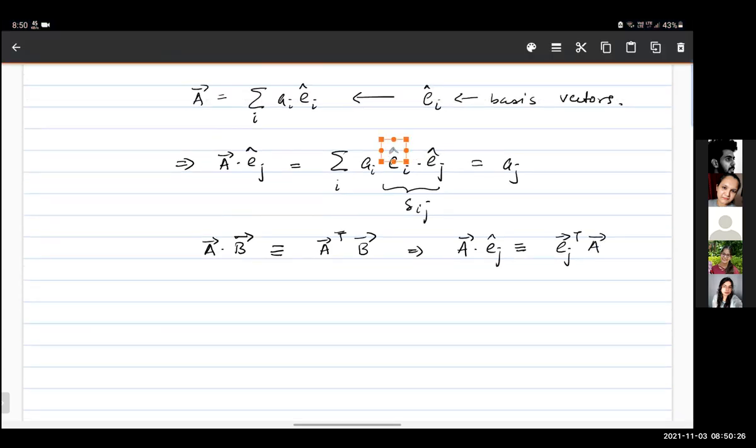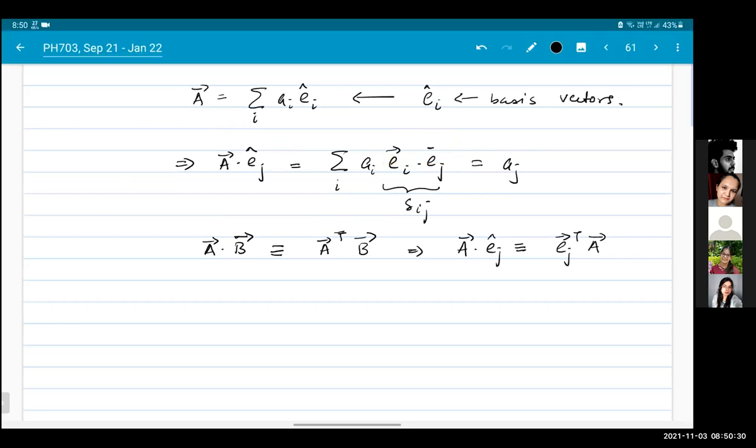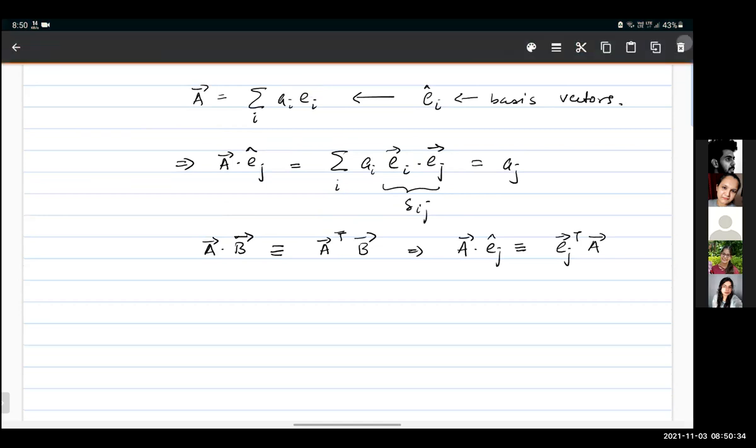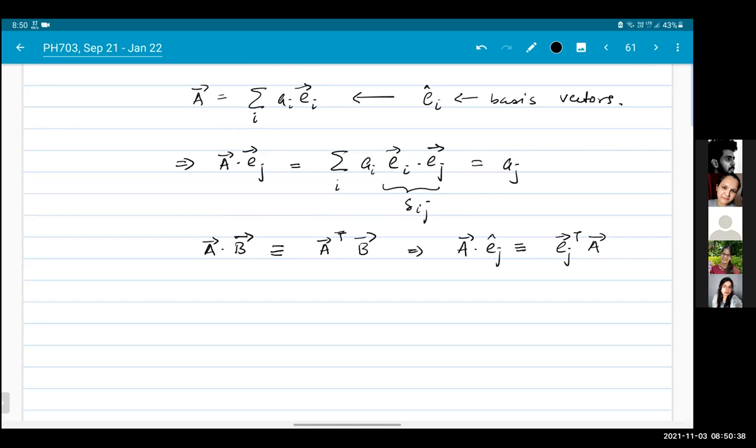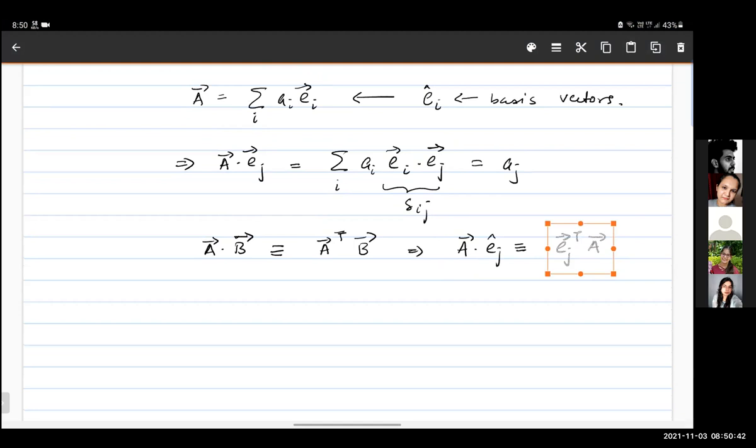And instead of a hat, I'll just put a vector sign on top, because I think you might forget that this is a vector and not an operator. So I'll just put a vector. So this is what I actually mean by the dot product.